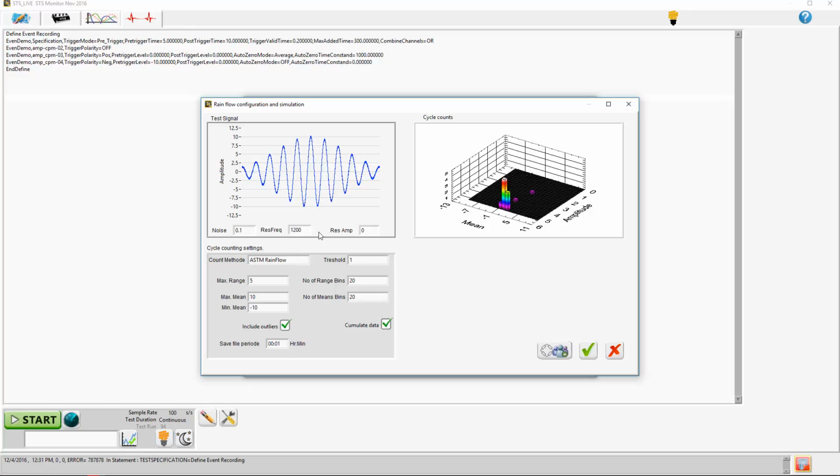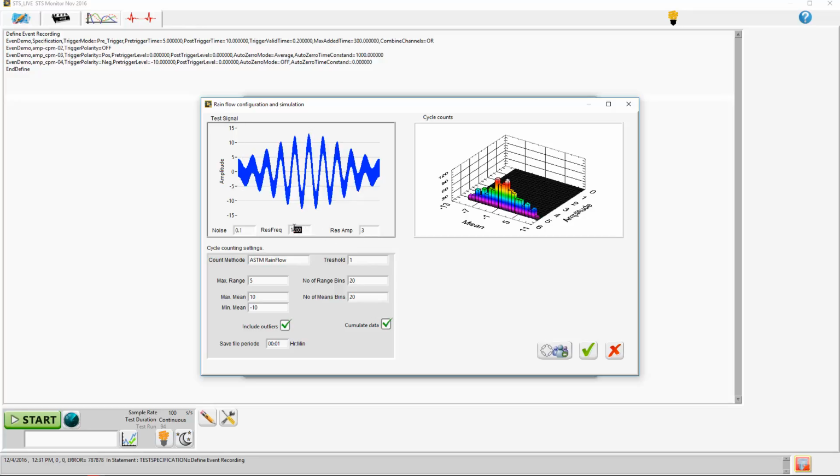We also can add resonance frequencies to the signal to show that the system actually counts these cycles. Let me reduce this cycle a little bit. So we add now a lot of mini cycles, but we still have the main cycles. And if we look at the results, we see that effect presented here.